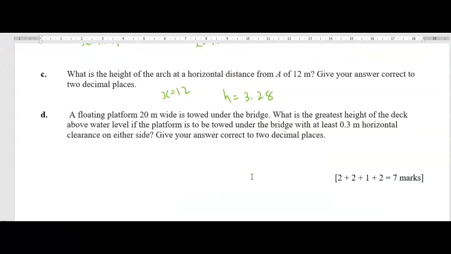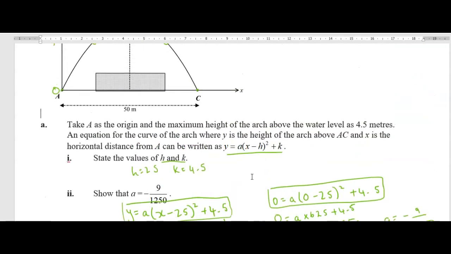Okay, a floating platform 20 metres wide is towed under the bridge. What is the greatest height of the deck above water level if the platform is to be towed under the bridge with at least 0.3 metres horizontal clearance on either side? All right, so let's go back to this. This is 20 metres. And then we need a clearance of 0.3 metres each side. So we've got to have 0.3 each side.